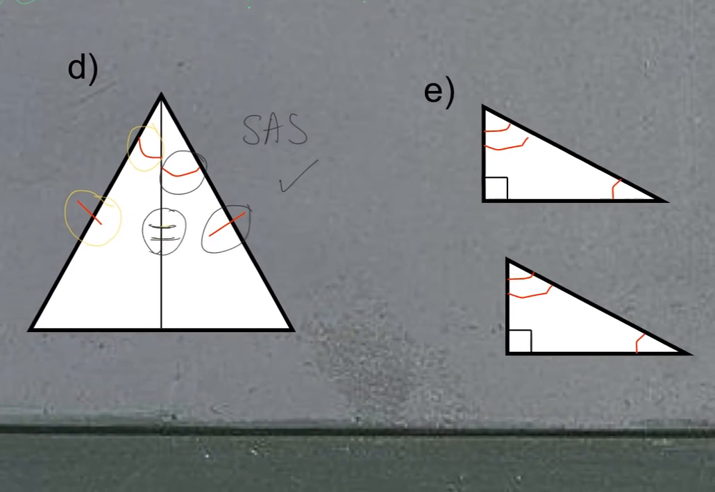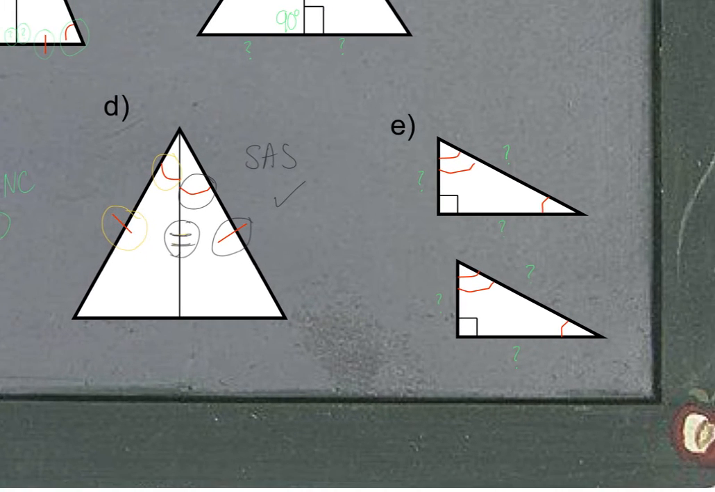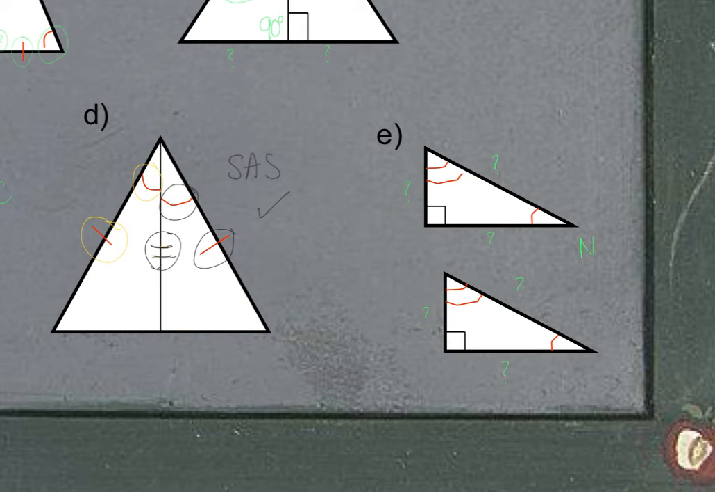And E. Do we know anything about the sides in E? No. Okay? When you don't know anything about the sides, you cannot prove congruence. Okay? So this is NC. It tells us, yeah, sure, all of the angles are the same, but we know nothing about the length of the sides.